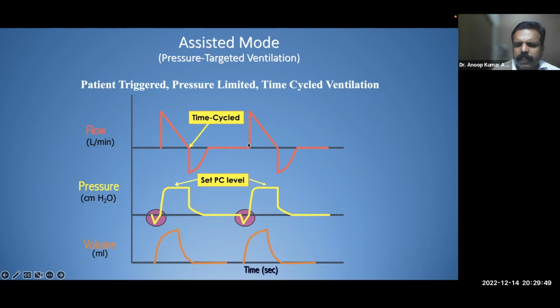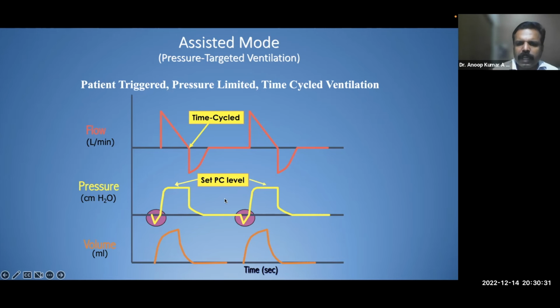Suppose you are keeping a respiratory rate of 10, then one respiratory cycle will be 6 seconds. So every 6 seconds, one breath will be triggered, even if the patient is not taking a spontaneous breath. At the same time, if the patient is taking 10 spontaneous breaths, all those 10 breaths will be synchronized with the machine breath. The machine will not give an extra breath. Everybody will think the patient will be able to breathe only 10. No. If the patient is breathing, say, 20 times, all those 20 breaths will be supported at the set pressure control level by the machine.